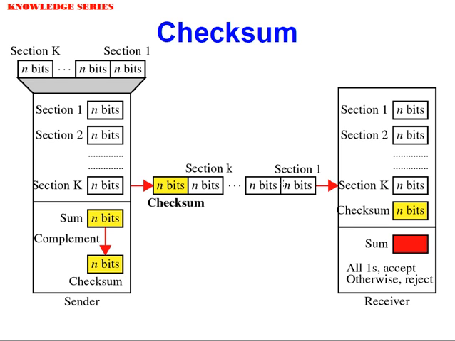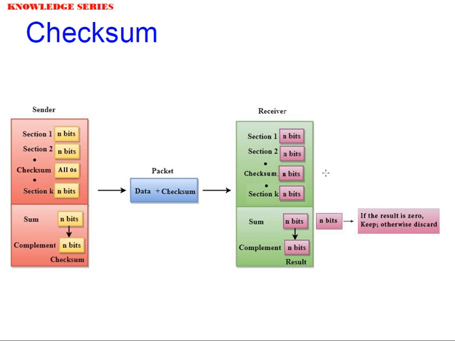At the receiver side, in a similar way, you are going to get the n bits and the checksum for further manipulation, further analysis, you can say computation, to see that the result is showing a complement, is showing 000. That is taken as accepting the data.